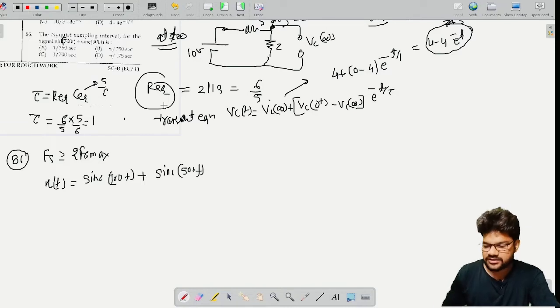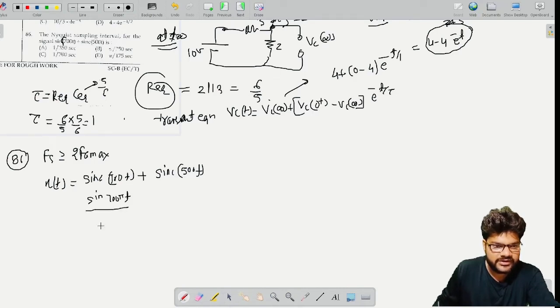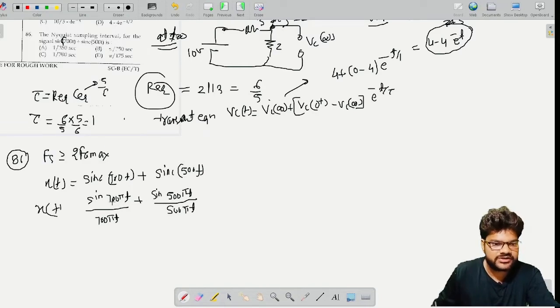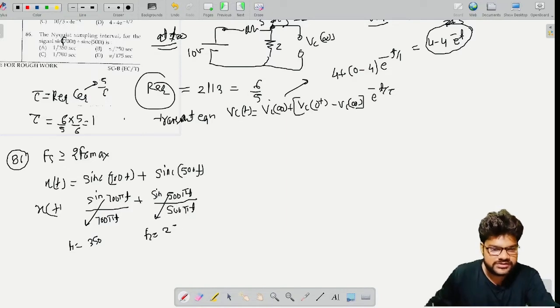Then we can write this sinc in terms of sine. How do we write it? This will be sine of 700 pi t divided by 700 pi t. Similarly the second term will be sine of 500 pi t divided by 500 pi t. So this is our xt, and we have to find the maximum frequency component in this signal. There are two frequency components. f1 is 700 pi by 2 pi, so this will be 350, and the second frequency component f2 will be 500 pi by 2 pi, this is going to be 250.